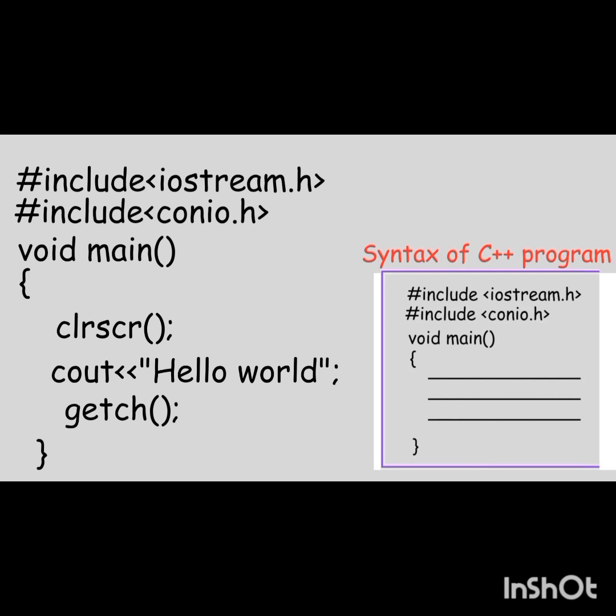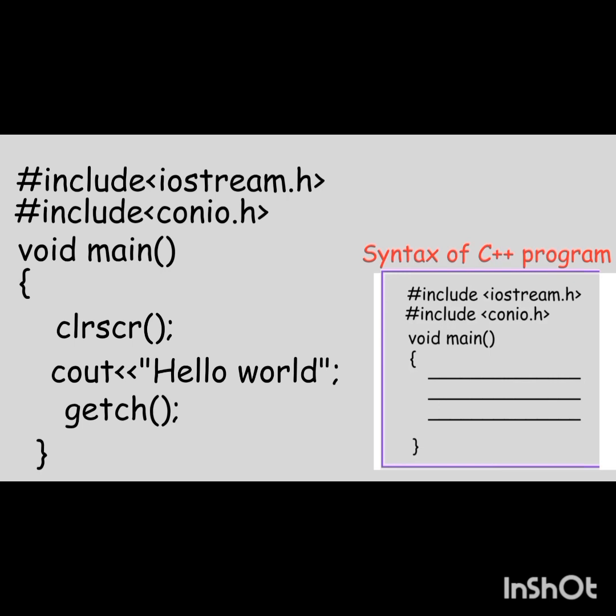After this, we have the two curly brackets. Within these two curly brackets, we have the code of the program. The first statement of the code is clrscr. This will clear the screen. It will erase everything on the screen so that we can see the output properly. This is followed by a semicolon. Every line in a C++ program ends with a semicolon. Semicolon terminates a line. What comes after the semicolon is the next line.